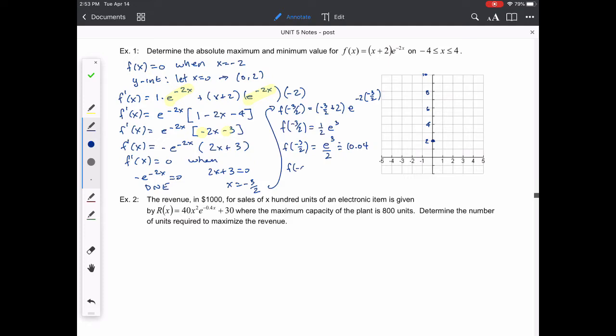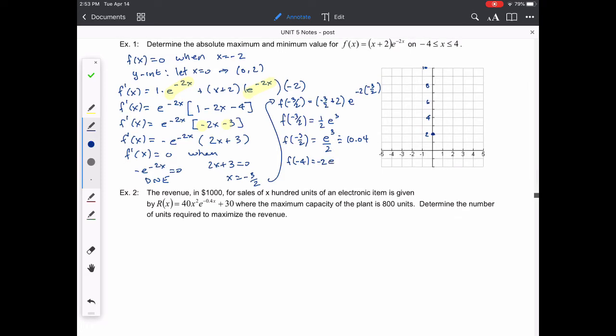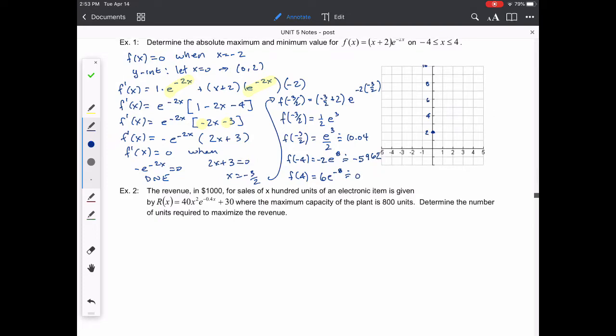So we're going to have f of -4. All right. So -4 plus 2 is going to be -2, sorry. And then we're going to put the negative in for the top. We're going to have e to the exponent 8, which is approximately equal to -5.962. And we're going to have f of 4, which if we plug in 4, we're going to have 6e to the negative 8, which is approximately equal to 0.002.